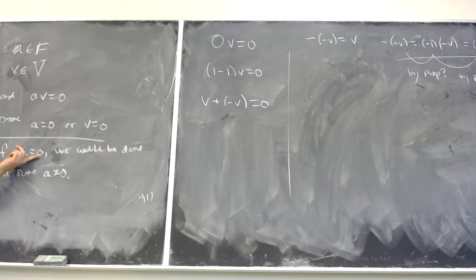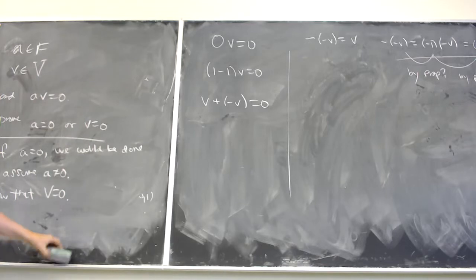There's only two possibilities, either A is 0 or A is not 0. If A was 0, you'd be trivially done, right? If A was 0, you would have proved it. Well, look, there it is. If A was 0, A is 0. So assume A is not 0 and try to show that if A is not 0, that forces V to be 0. So what we're going to do is show that V is equal to 0, using the fact that A isn't 0.